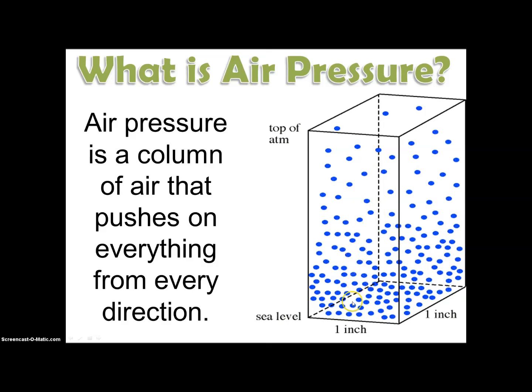Also, you'll notice in this column that as you move up the column of air, it becomes less and less dense. The closer you are to the planet, the more dense. And that would make sense, because as air pushes down, it crunches the air molecules together till they get closer and closer, till you get down to where we are on the planet, where they're very close together. So that's the definition of air pressure.